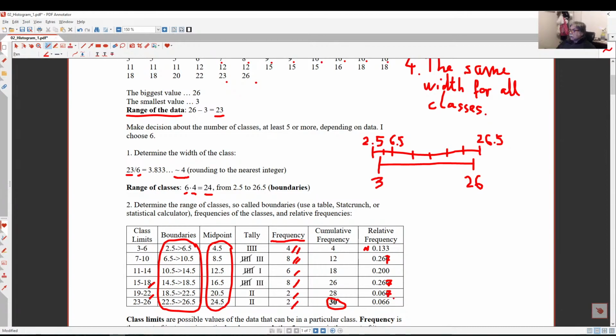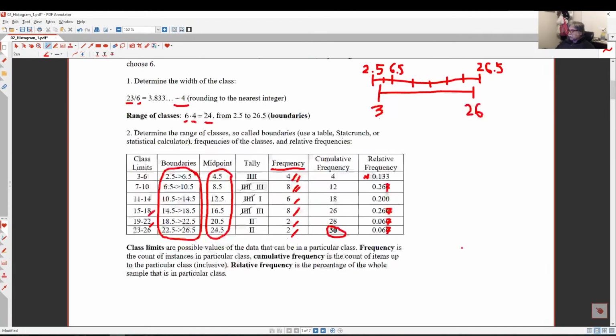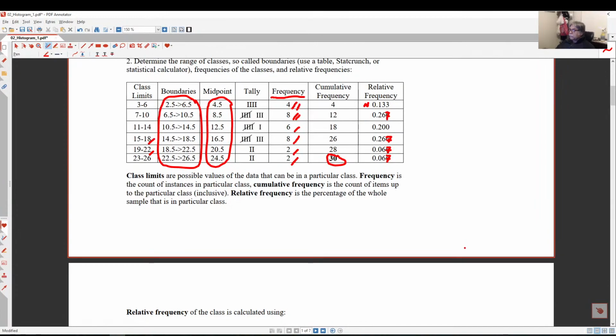And 2 divided by 30 is 6.7%. Okay? So those are approximations. You can say 7%. But those are the relative frequency. Sometimes we make a graph based on relative frequency. I mean a histogram, that would be, rather than a frequency histogram, which is a regular histogram, we could also make a relative frequency histogram. We will not do that in this lecture, but that's a possibility. Okay?